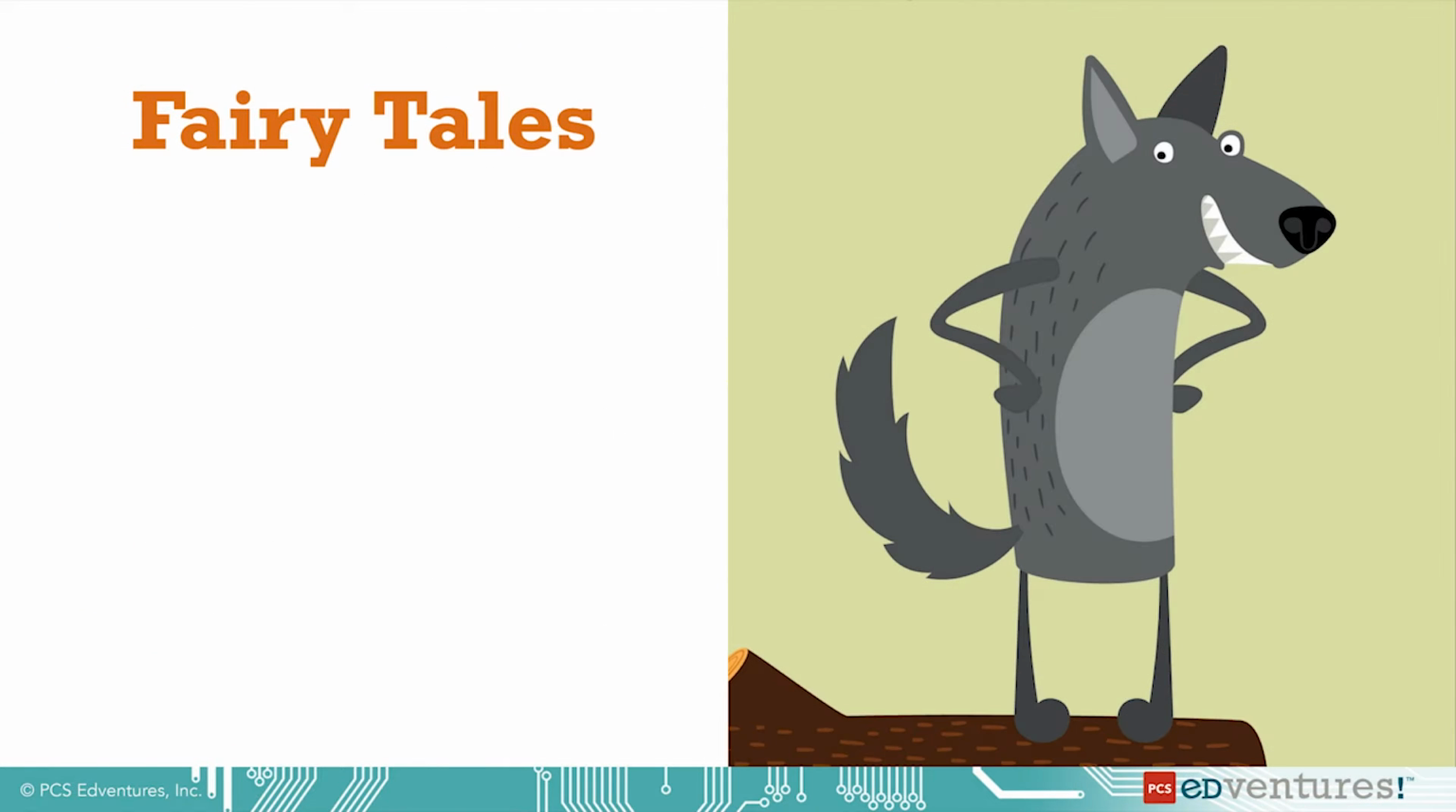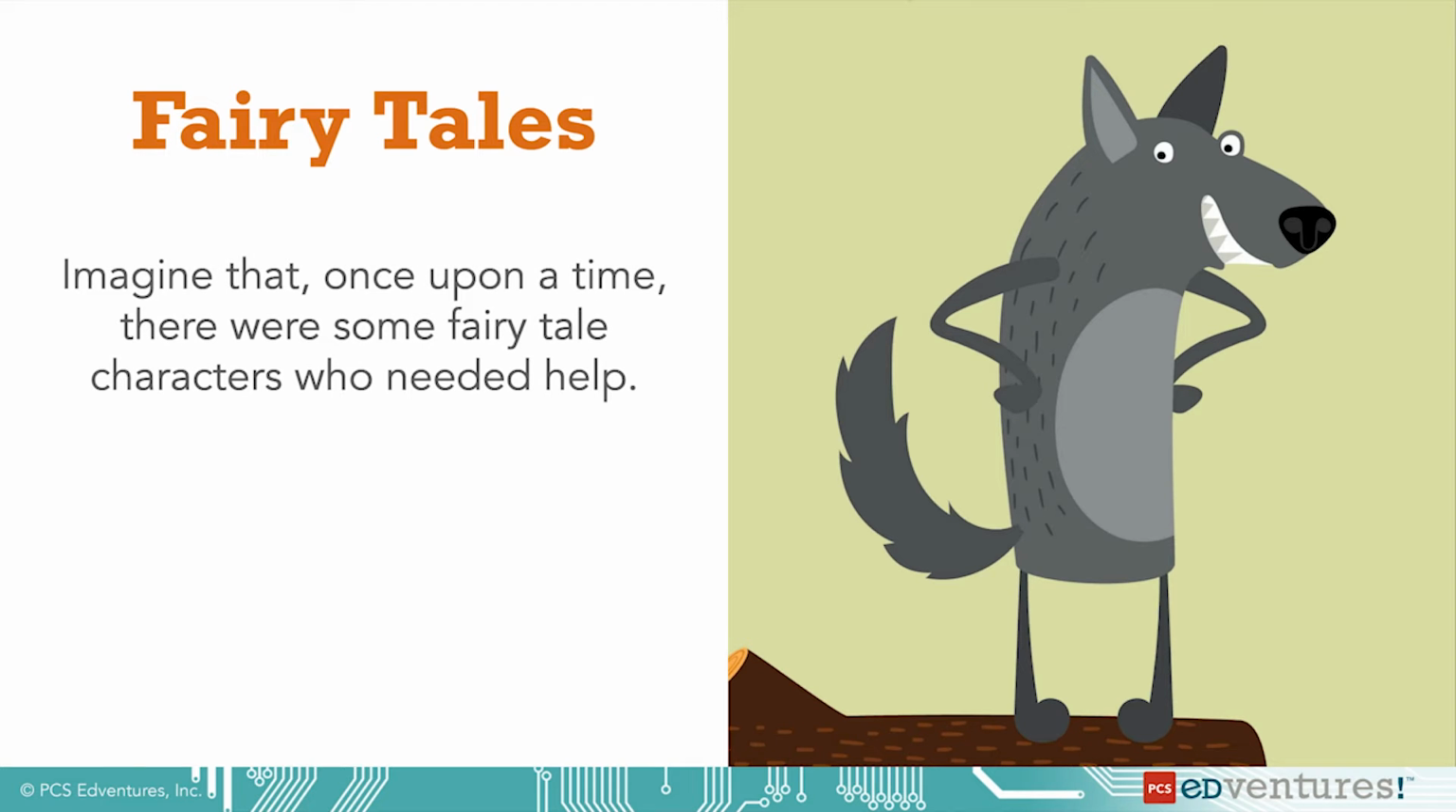Now let's find out how to engineer any type of story. Let's start with fairy tales. Imagine that once upon a time, there were some fairy tale characters who needed help. Children could design and engineer solutions to help their favorite fairy tale characters. For example, what if Little Red Riding Hood wanted a safer way to go to Grandma's house? Children could build a zip line to carry her over the forest.